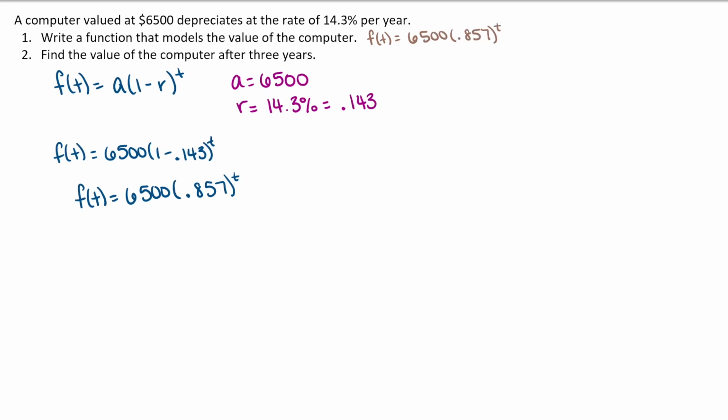Now we need to find the value of the computer after 3 years. So we're going to plug in 3 for t. And we get f of 3 is equal to 6,500 times 0.857 raised to the third power. And this is equal to $4,091.25. So after 3 years, this computer is now worth just over $4,000.